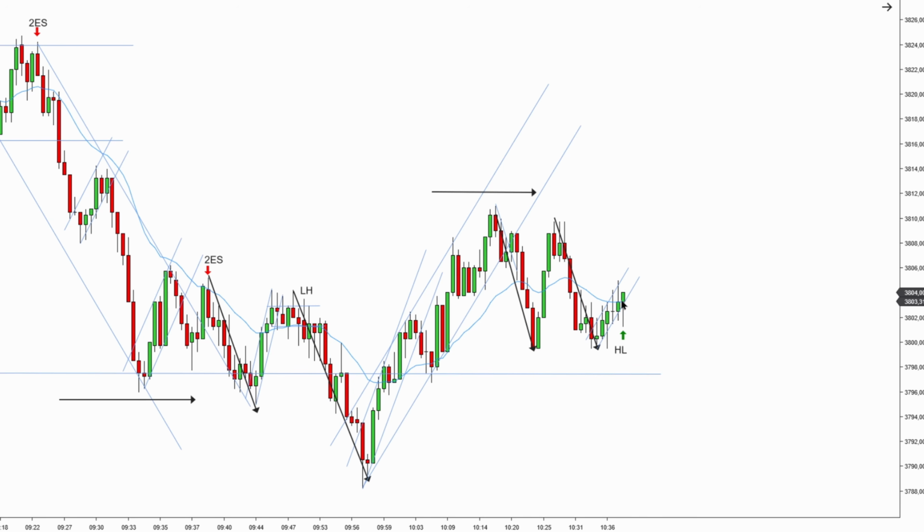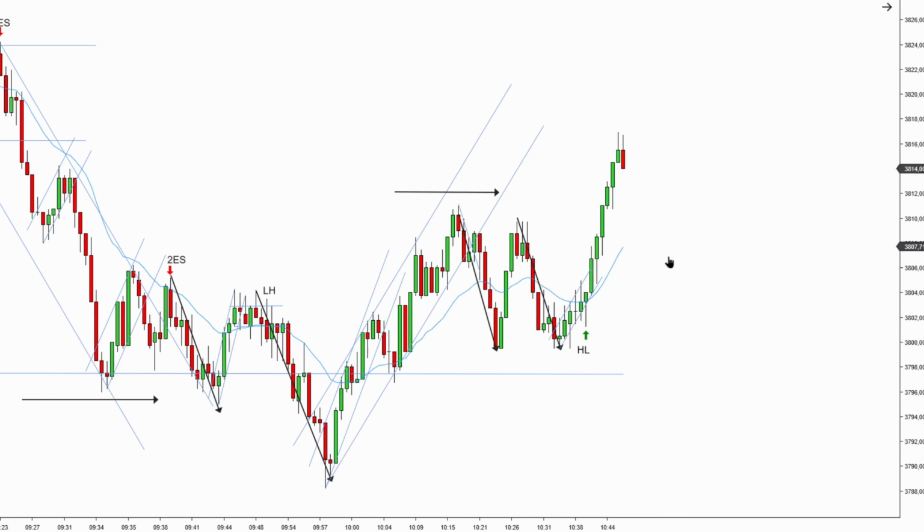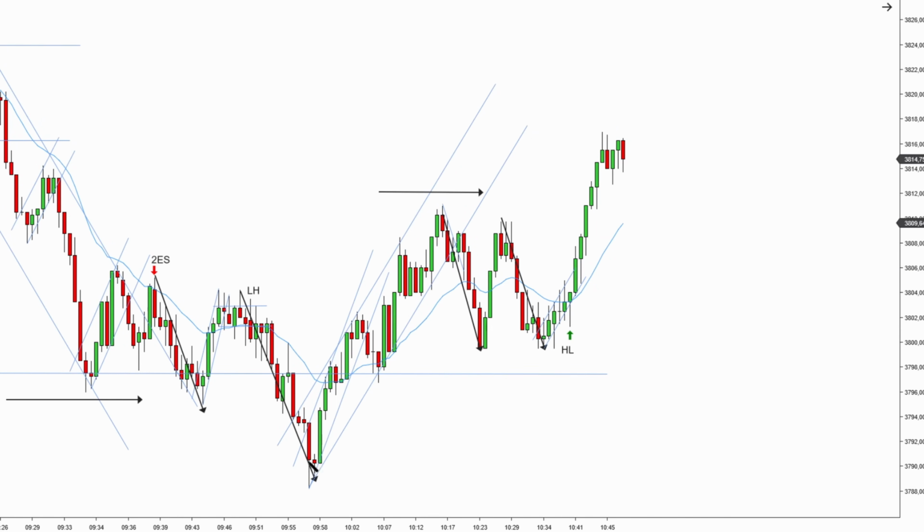EMA got so flat, I wasn't really sure. But this is such a nice signal bar closing above EMA, and uptrend needs to get new high according to rules. You know, decent setup. Market finally created new high for the uptrend.